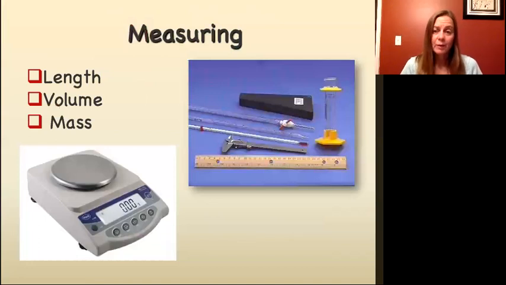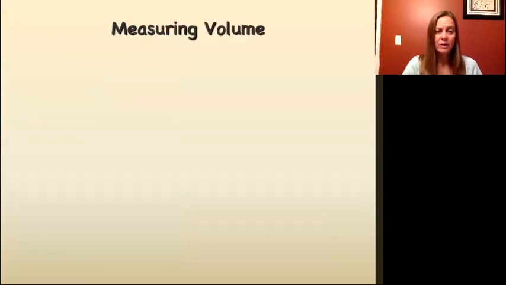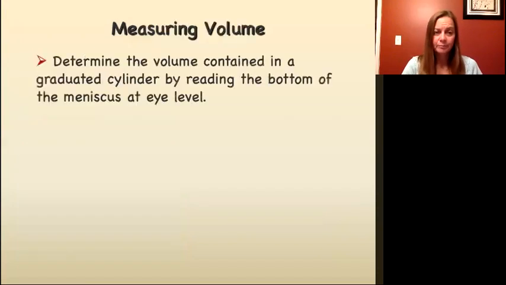So there are 3 things primarily that we're going to be measuring in the chemistry class: length, volume, and mass. And you can see here that we have several different instruments for measuring length, volume, and mass. Let's start out by talking about measuring volume. Very often with volume, we're going to be using a graduated cylinder. We may also use things like pipettes and burettes. So we'll talk about those when we come to them in the lab.